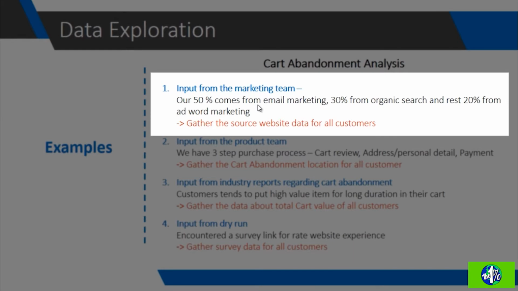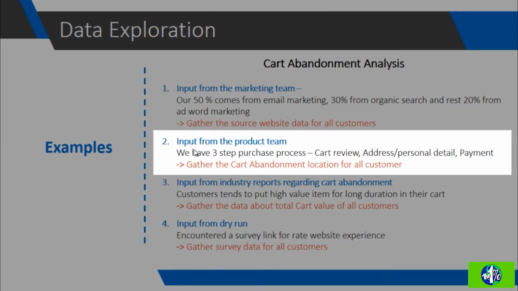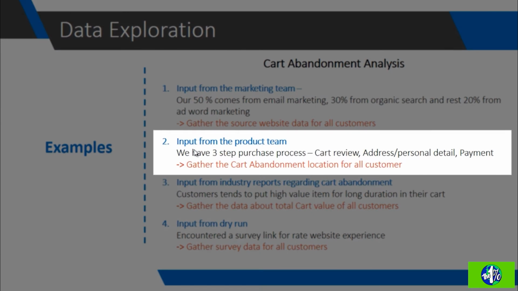Probably whether the customer will eventually buy or not buy depends on which channel that customer is coming from. So we decide to get the source data to our website for all the customers. Next, product team tells us that there are 3 steps in the buying process after adding a product to cart: cart review, adding address or personal details, and then finally the payment. Maybe there is some issue in any particular step.